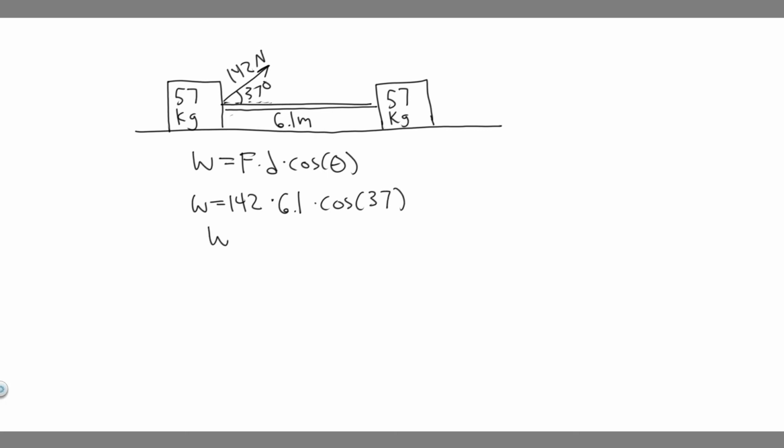In this case, the work is just going to be equal to 142 times 6.1 times the cosine of 37. And when you go ahead and do that, you're going to get the work equals 691.778 and so on. You can just round to 692.